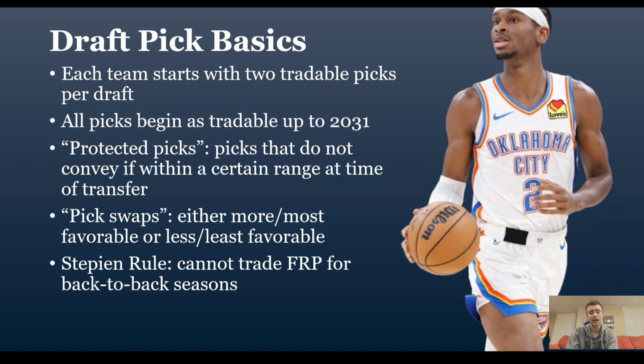Protected picks are picks that do not convey if within a certain range at the time of transfer, and this range is set by the teams dealing through negotiations. So typically you'll see a pick is lottery protected. What does that mean? That means that if the draft lottery happens and the pick is in the lottery, then the team that traded it originally retains the pick. And sometimes they'll say, if it doesn't convey this year, it'll convey next year. Or let's say you have a lottery protected first round pick this year and it is in the lottery, so the team gets their pick back.